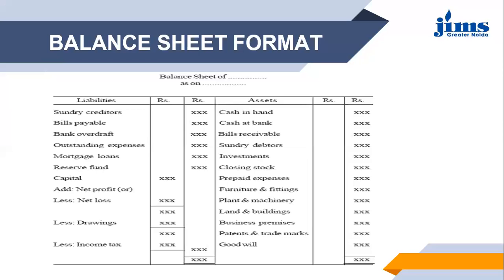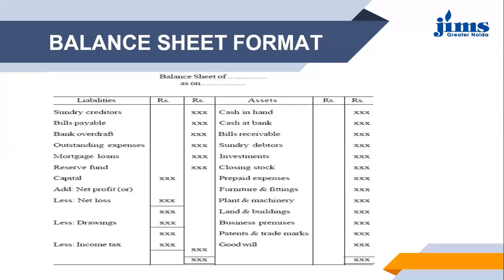So when you are preparing the sequence as per the liquidity, you have to put in the most liquid asset first and then followed by the less liquid assets. And if you are preparing it as per the permanency order, then you have to write the most permanent asset at the top and then keep on following with the less permanent asset. So if we follow the liquidity pattern, then of course cash in hand will be the first item, and goodwill or land and building, depending upon the assets that the business has, will be the last item.